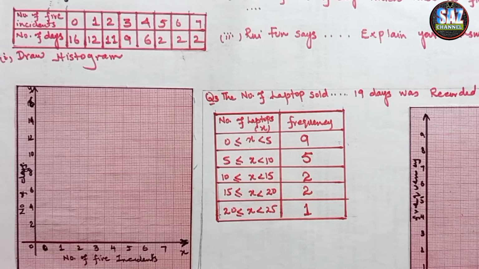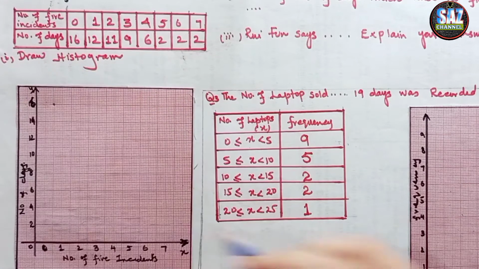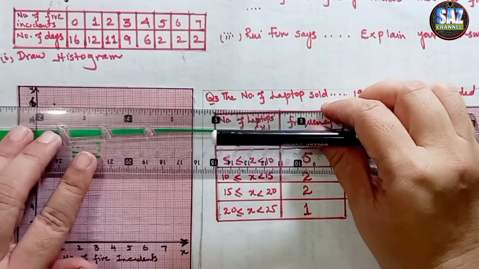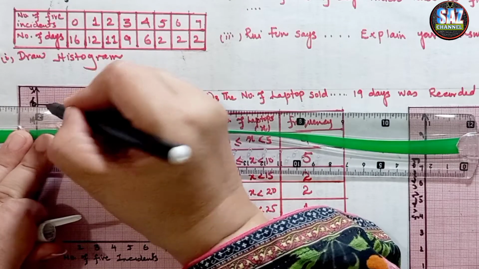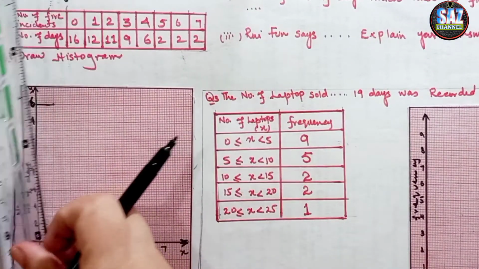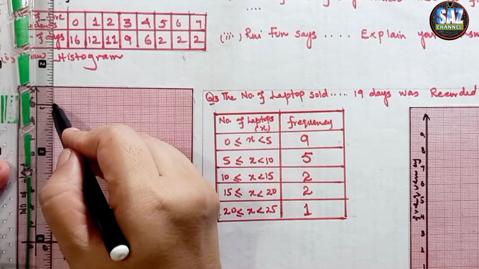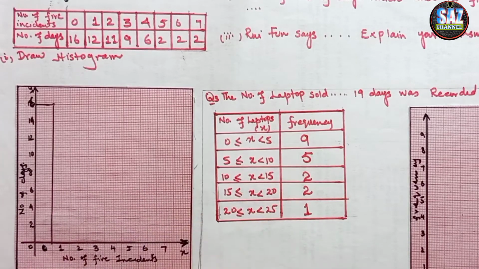Now we have to go for the drawing of the histogram. The first situation is that I have to construct a rectangle for 0 with height 16. As we know, a histogram is the graph of adjacent rectangles. So along 0 I have to construct 16. There are 16 days when there is 0 fire incidents, which means there is no accident in the city.